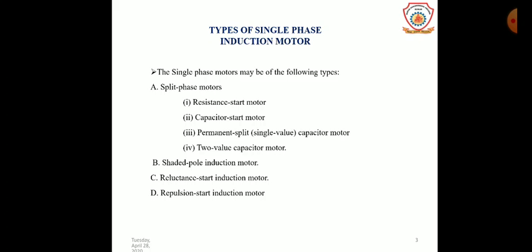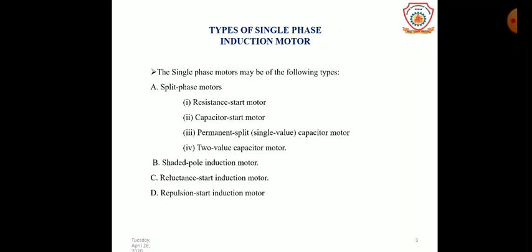Second is capacitor start motor. The construction of this type of motor is similar to the resistance split phase motor. The difference is that a capacitor is connected in series with the auxiliary winding. The capacitive circuit draws a leading current. This feature is used in this type of motor to increase the split phase angle alpha between the two currents, that is between the maximum current and the starting current.